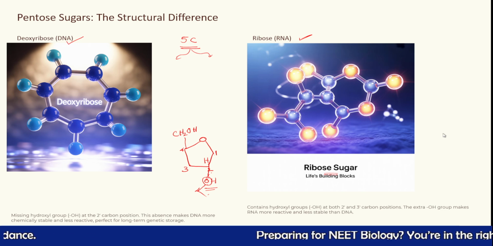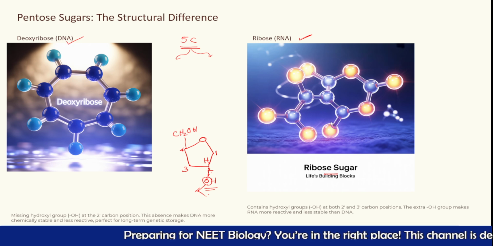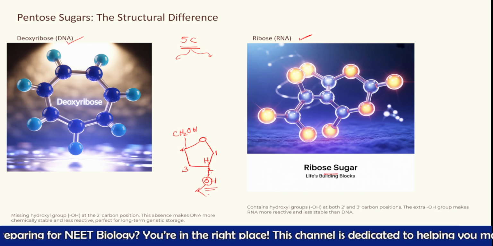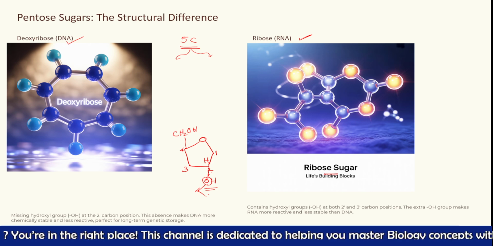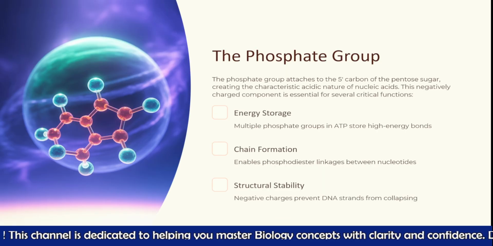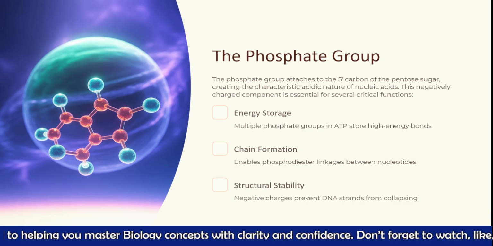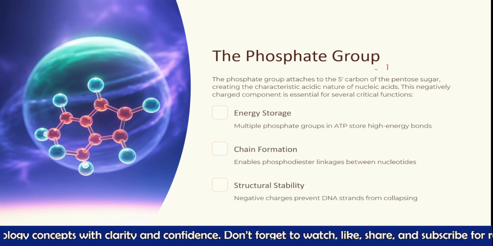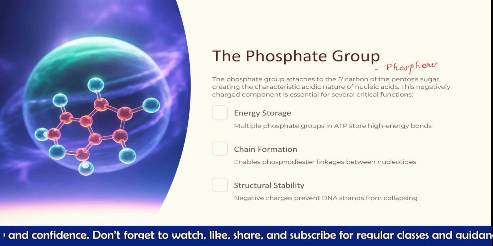Anybody, any doubt from this part? Okay, so we have learned the components of nucleotides. The first is the nitrogen base, second is pentose sugar, and the third component is the phosphate group. The phosphate group in a nucleotide is an acid called phosphoric acid.